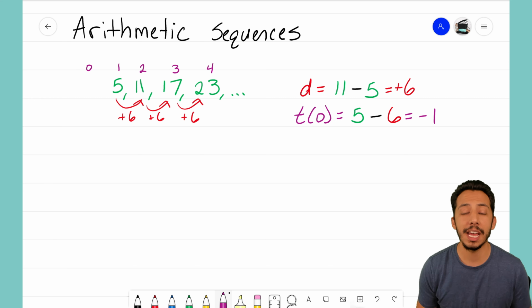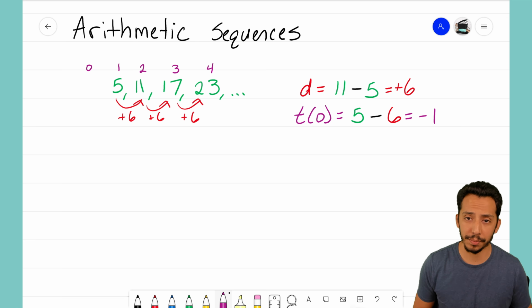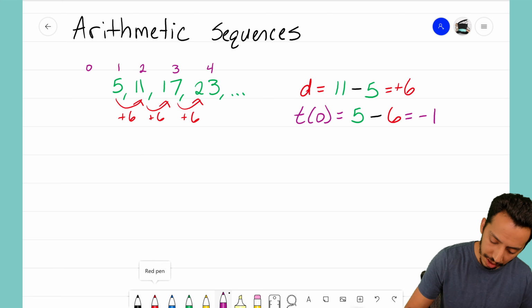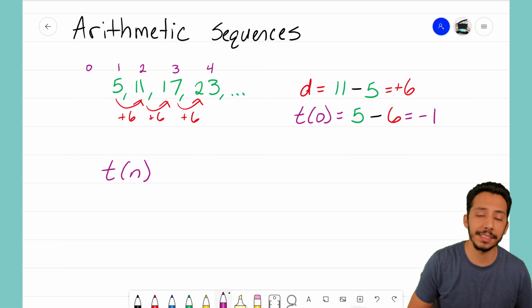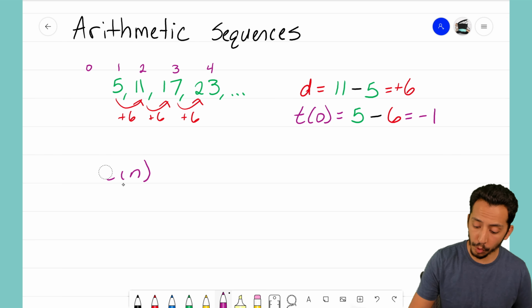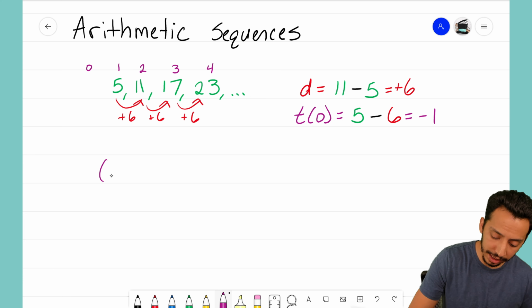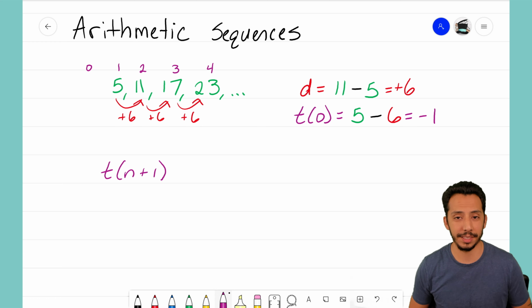Those are the two pieces that are going to help us develop our recursive equation. Now, the recursive equation and the explicit equation are similar, but they're also different. Remember, with an explicit equation, we start that equation with t of n, kind of like f of x. But for a recursive equation, we're not going to start with t of n. Instead, we're going to start with t of n plus 1.